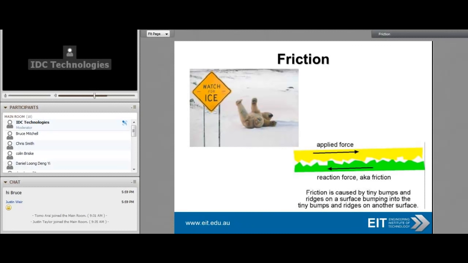If we looked under the microscope at surfaces that might look to the human eye to be smooth, we see we've got this kind of surface here that looks like the moon. And the friction is caused by these tiny little bumps called asperities. And the friction is caused by these bumps rubbing each other.